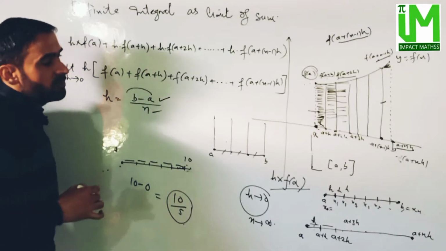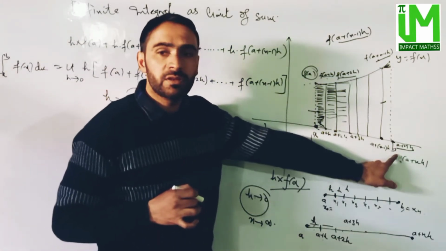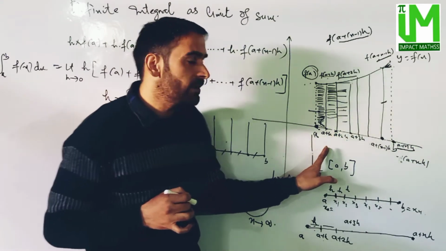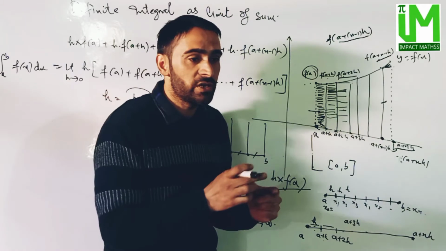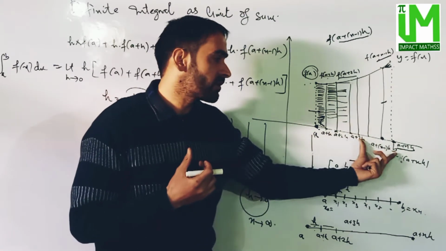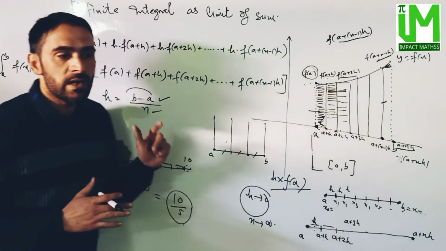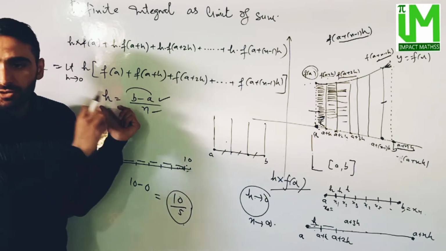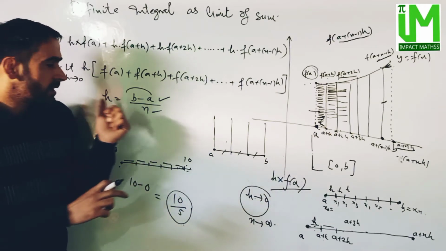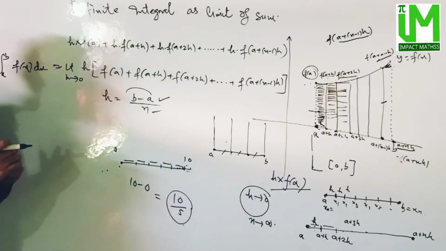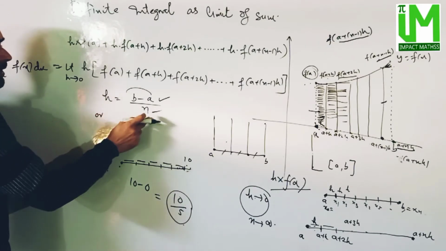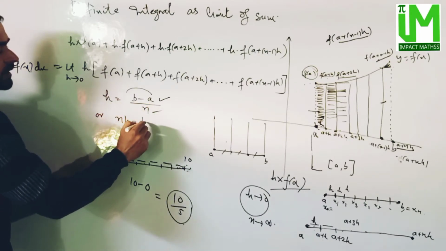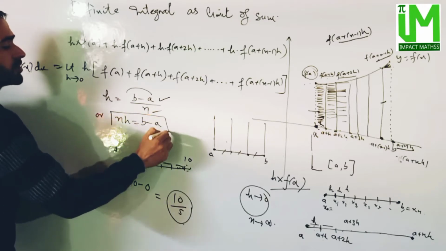Here we are dealing with the interval a to b. Its length is b minus a, divided by n, the number of parts into which we divide this interval. So this gives us the interval size. So h is equal to b minus a divided by n. And if we shift n over, we can manipulate things here and write nh is equal to b minus a.